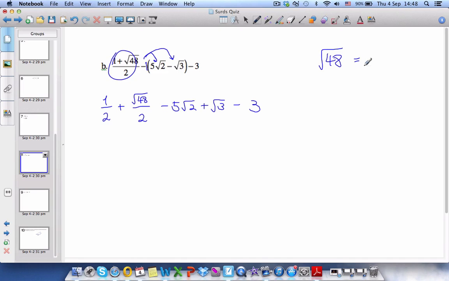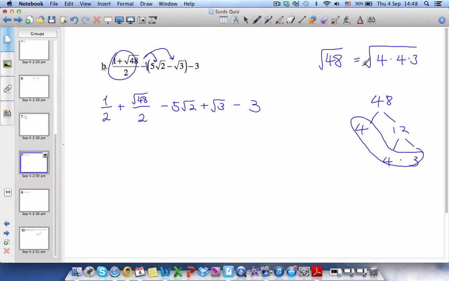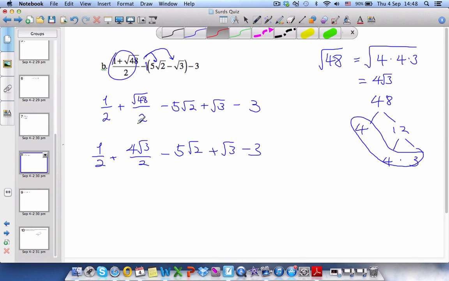This square root of 48 can be simplified. Okay, what is 48? Well, that's going to be 4 times 3. And if you can't do this, that's okay. You can make a factor tree. So here's what I would do. 48. Okay, I know it's 4 times something. 4 times 12. And then 12 is 4 times 3. So 4 times 4 times 3 will give me 48. So this is 4 root 3. Okay, so I'm going to change this. 1/2 plus 4 root 3 over 2 minus 5 root 2 plus root 3 minus 3. And here 4 over 2 can simplify, so you have 2 root 3.